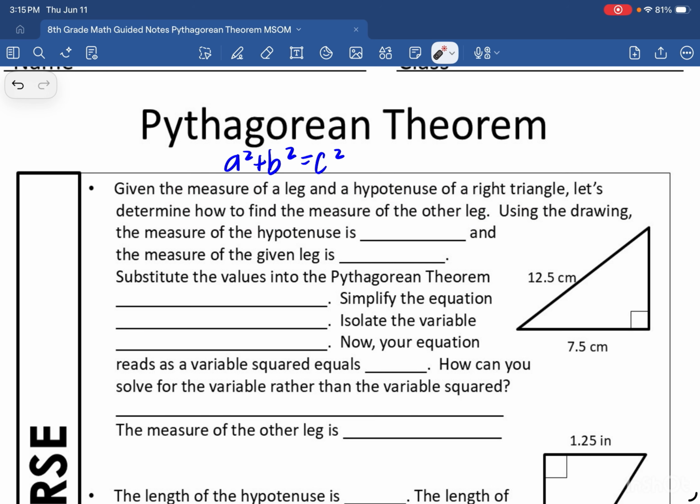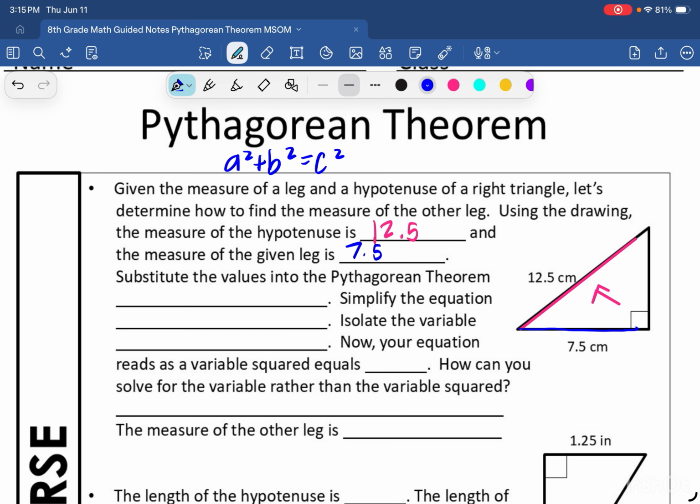Using the drawing, the measure of the hypotenuse is, so here's my hypotenuse right here. It is opposite the right angle, and the length of that hypotenuse is 12.5. And the measure of the given leg, right here, that is 7.5. Substitute the values into the Pythagorean theorem. So up here I have my Pythagorean theorem, a squared plus b squared equals c squared.